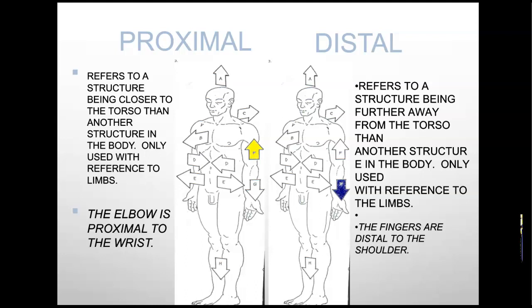So your elbow is proximal to the wrist. It's closer to where it would attach to the body than the wrist is. And then distal is going to be farther away from the point of attachment or farther away from the torso. So your fingers are distal to the shoulder. Your toes are distal to the knee. So closer or farther away from the point of attachment, and only used with reference to limbs, arms and legs.